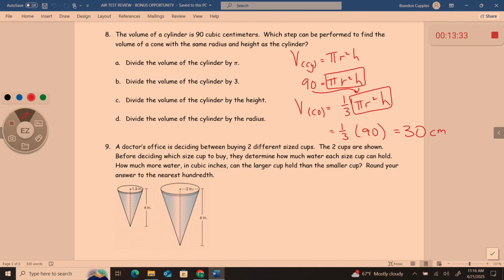And so up here, A, B, C, D, divide the volume of the cylinder by 3 is the same thing as multiplying by 1/3. So if you divide 90 by 3 or multiply by 1/3, you're going to get 30 cubic centimeters either way.